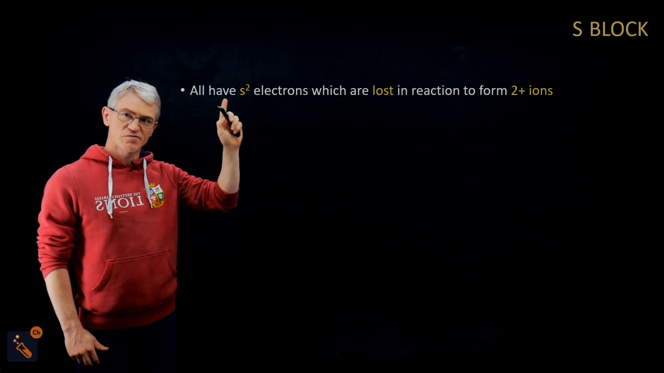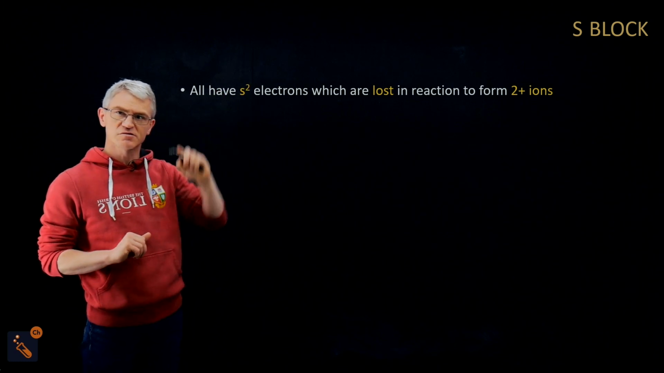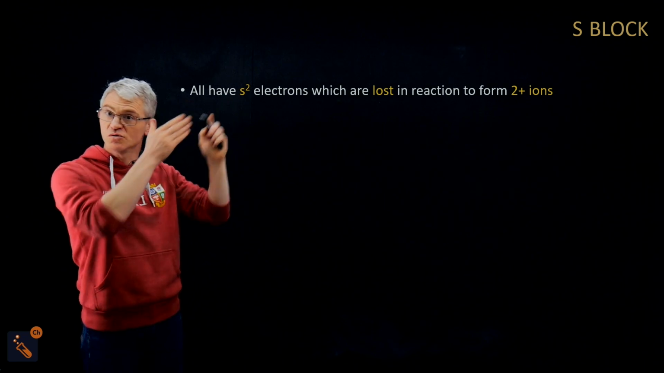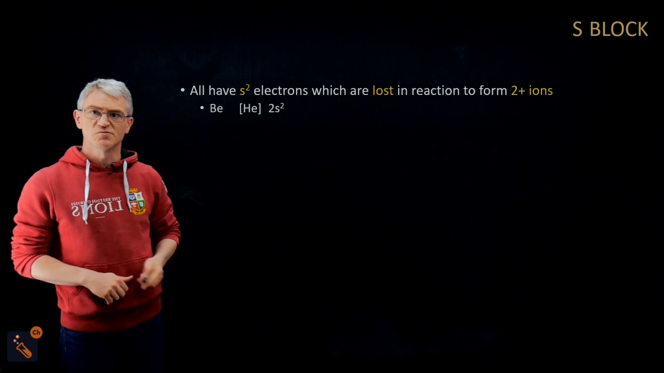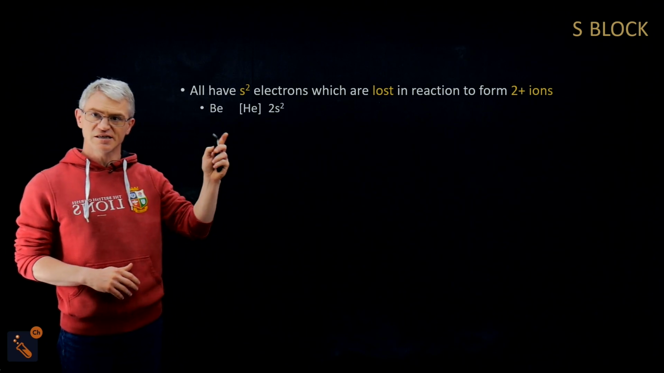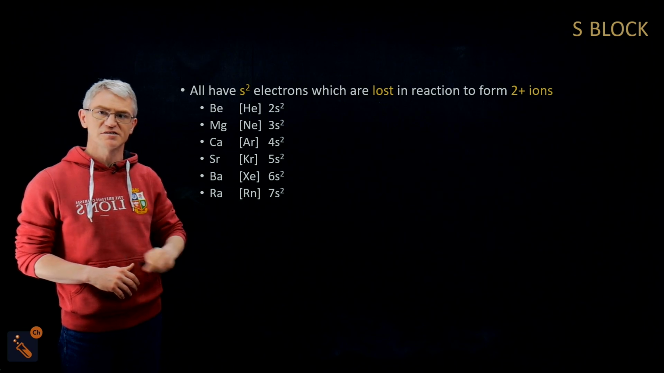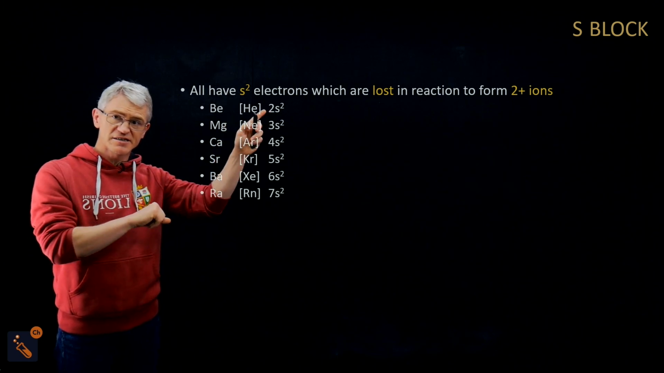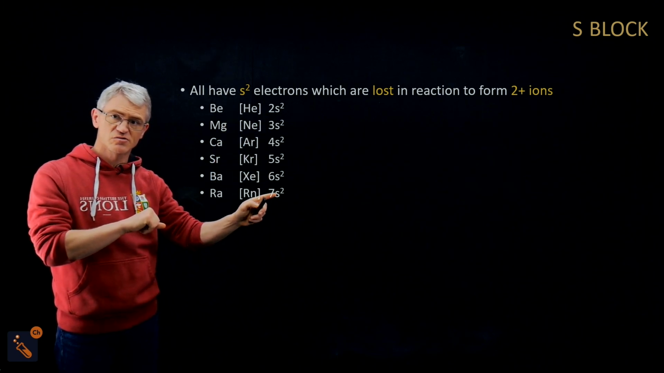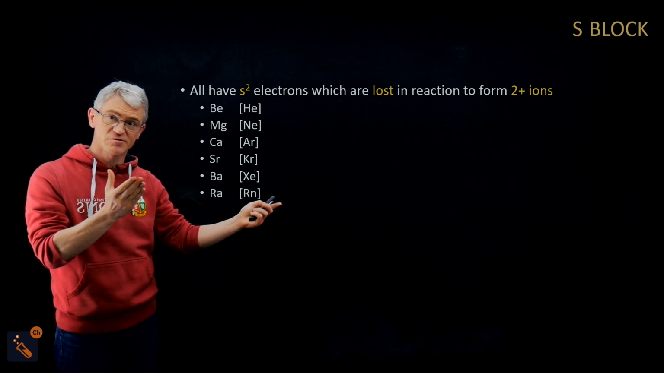That's why I've written s to the 2, because normally you do 1s2 with the 2 going up to the top, or 2s2, and we'll show you that in a minute. Those 2 electrons are lost to form 2+ ions. If you look here, here are all of the S block electrons that we have, and all of these are in the S block. When they form ions, these S block electrons all just disappear and go away.